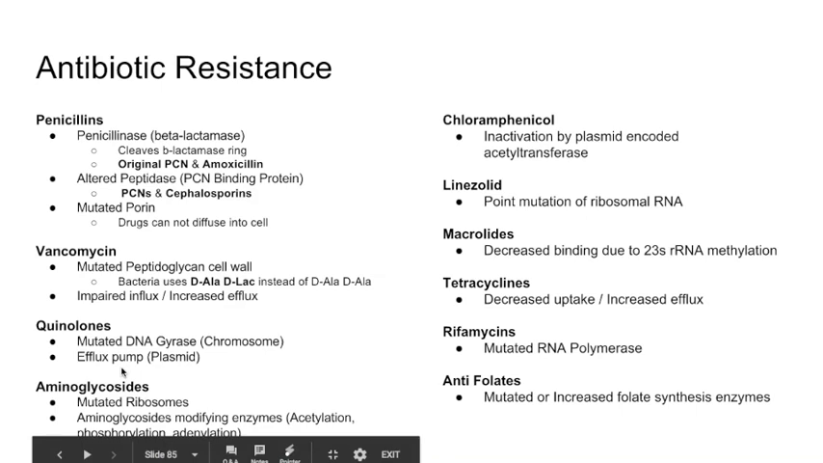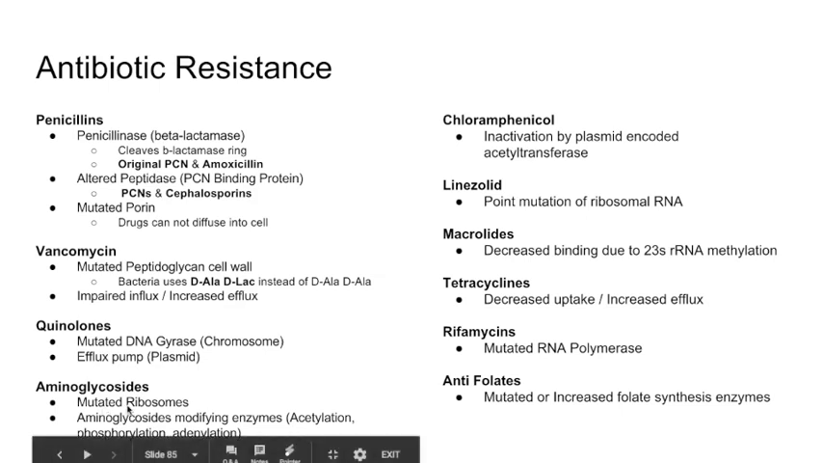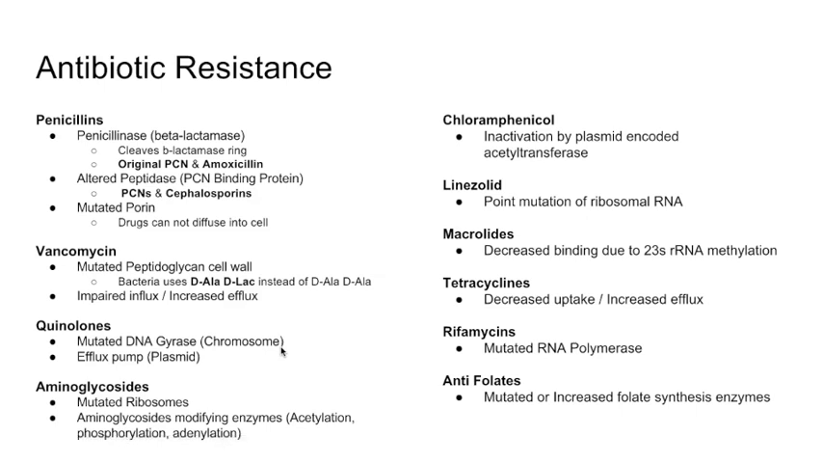Fourth is aminoglycosides. So we know that aminoglycosides work by inhibiting the ribosome. So the mechanism of resistance is that you can mutate the ribosome. Also, the bacteria create modifying enzymes that work by acetylation, phosphorylation, or adenylation, and they inactivate the aminoglycosides.